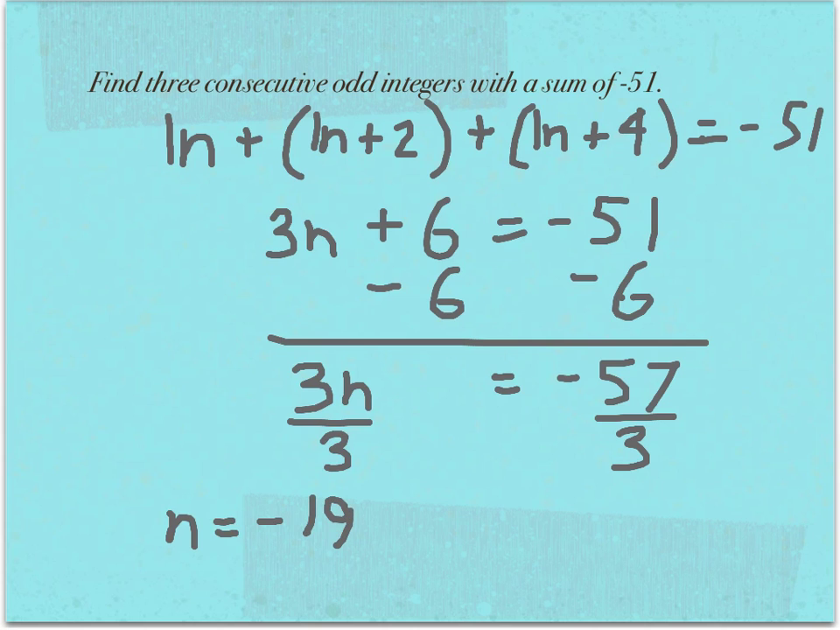And as far as my consecutive integers, I just keep adding 2 to each of these, so my next integers then would be negative 17 and negative 15. Those are my 3 consecutive odd integers that add up to negative 51.